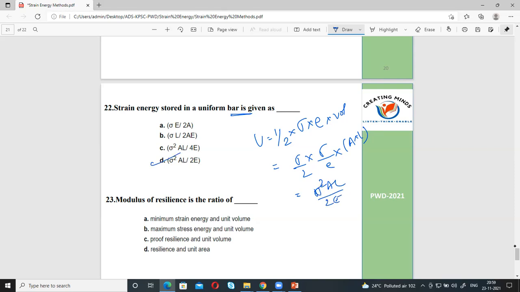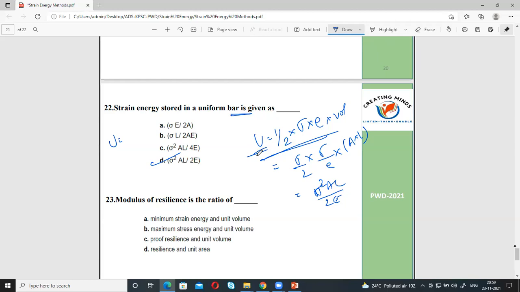Very good. This is the way you have to think. If we write the direct thing, we are not getting it. So we have to think in a way that half into stress into strain into volume is the basic strain energy equation. It's a general thing, but we have to guess the answers accurately. Okay, we move on to the last question.